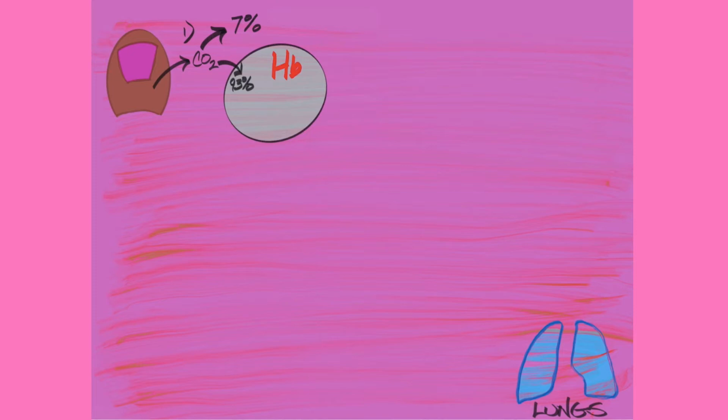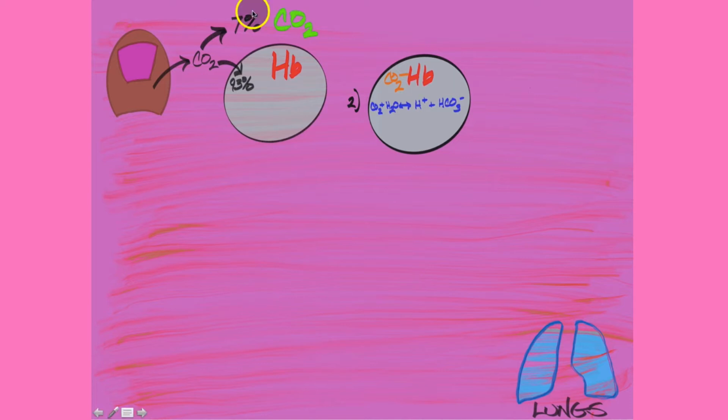The second way is bound to hemoglobin. We will look at that. The third way is in the form of bicarbonate. The main form of transport for CO2 is in the form of bicarbonate. So 7% remains in the blood plasma, 93% enters the red blood cell. And the first thing that's going to happen is we're going to have CO2 binding to hemoglobin.